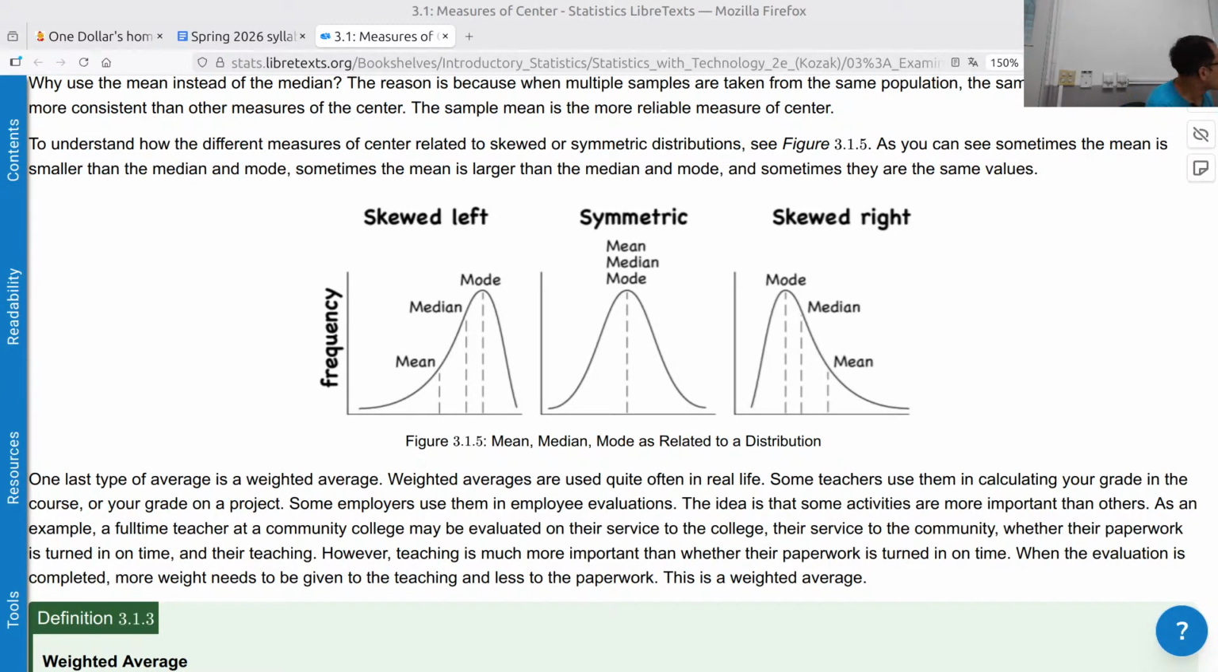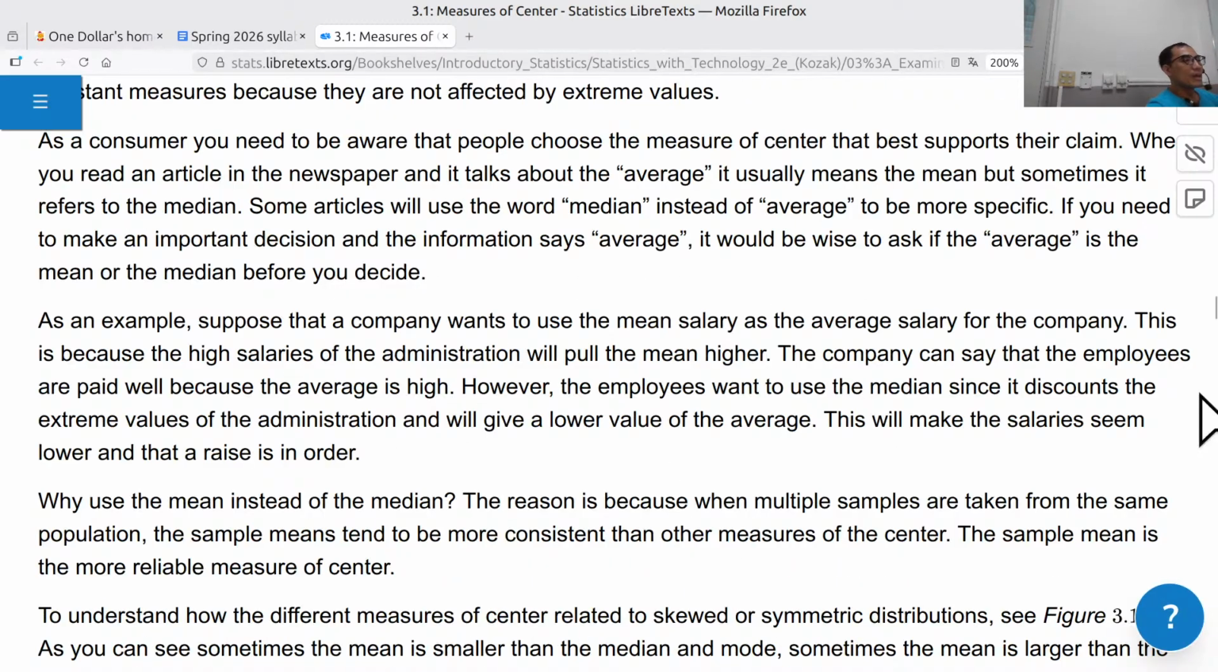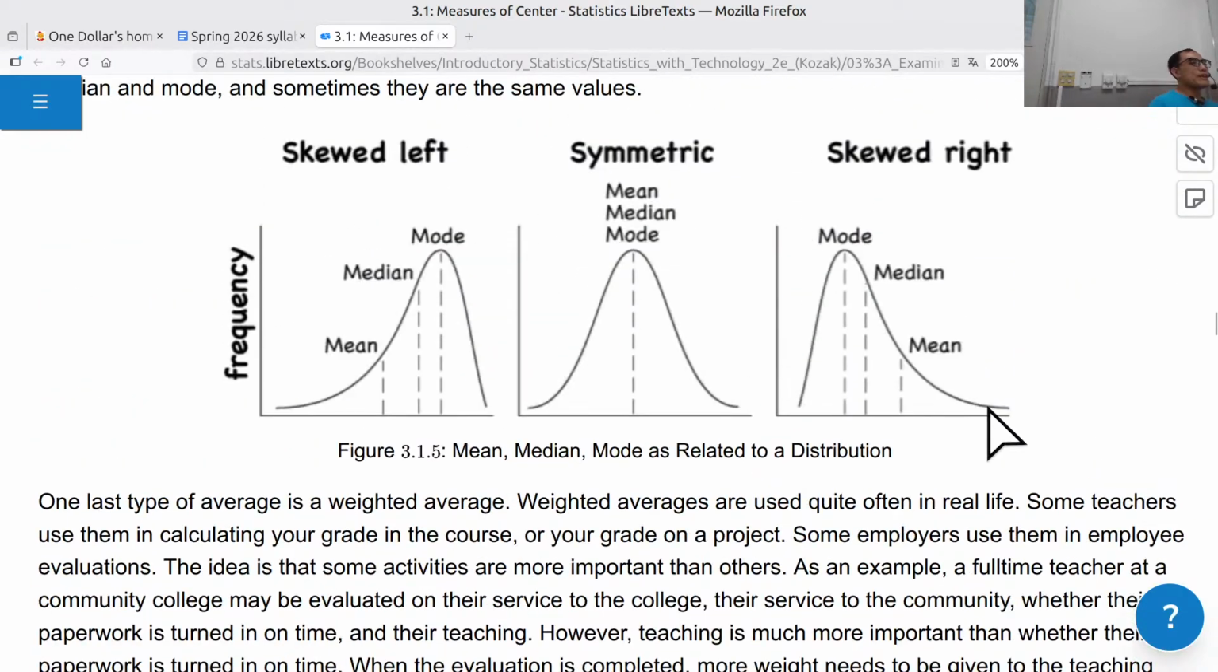Okay, let's come back to the diagram here. The title of the figure is "Mean, median, mode as related to the distribution." Theoretically, if the distribution is symmetric, then the mean, the median, and the mode should be the same value. Let me enlarge this. Okay, this figure is very clear.